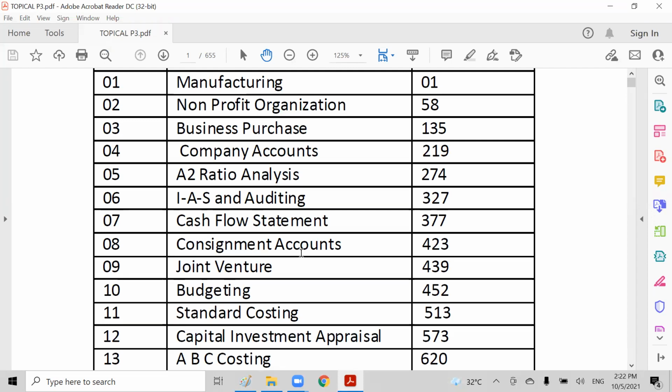Okay. Second thing I want to ask you: do you know about company accounts? Because if I start from company, you should be able to understand what a company is, what right shares are, what bonus shares are. Because if we move into company accounts, right shares and bonus shares will be a part of the company, which comes in A2 also.